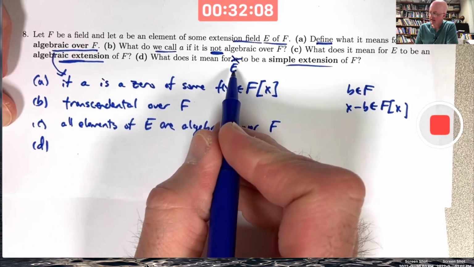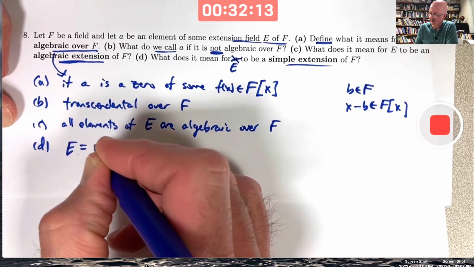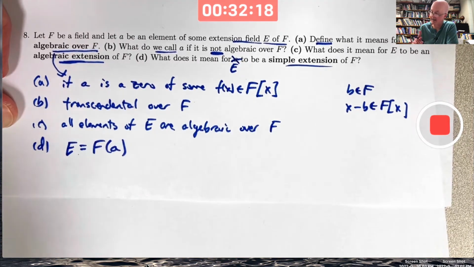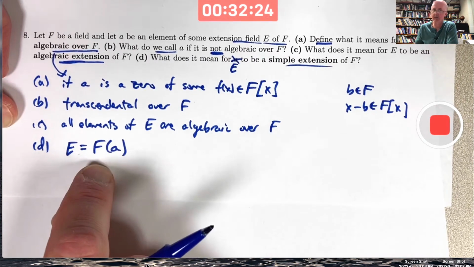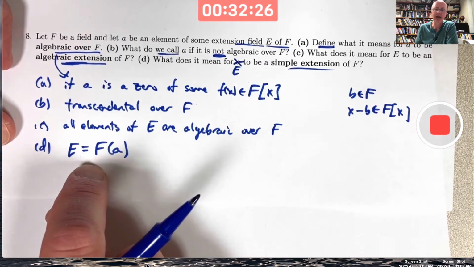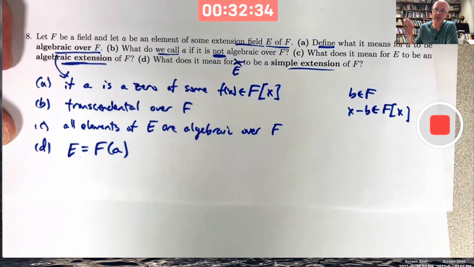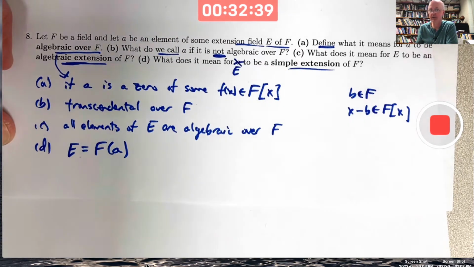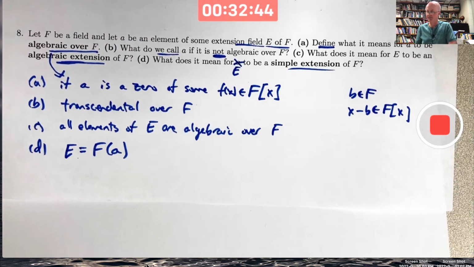Part D, what does it mean for E to be a simple extension of F? It means E equals F adjoin some element, a single element, meaning, again, not F union with that element. It means the smallest subfield of some bigger field containing all of F and containing A, which also contains A squared, A cubed, A plus A, A plus A plus A, negative A, A inverse. Negative A is the additive inverse of A, A inverse is the multiplicative inverse of A, assuming A is non-zero. That's what it means to be a simple extension.